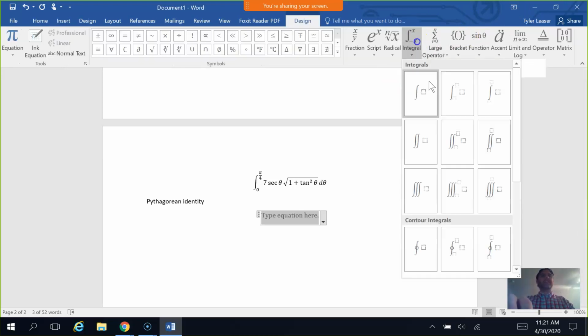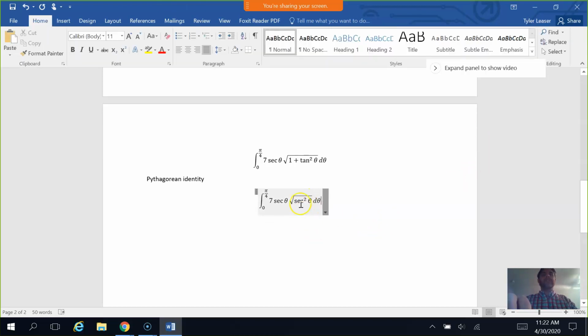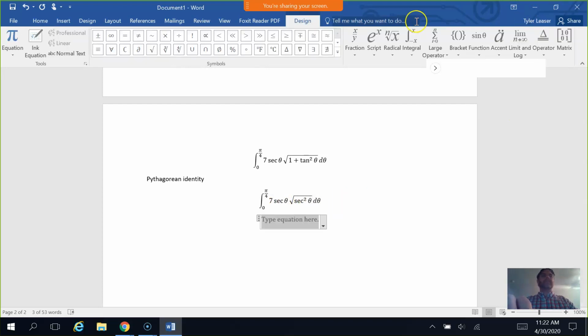So now my integral, still going from 0 to pi over 4, still has that 7 secant theta out in front, but now inside the square root, I'm almost certain 1 plus tangent squared is going to change into secant squared. And now we're taking the square root of secant squared, which is just secant, and then I can multiply that onto this other secant. So now the thing I'm trying to find the antiderivative of is 7 secant squared.